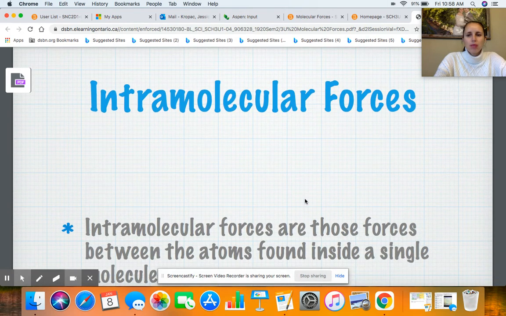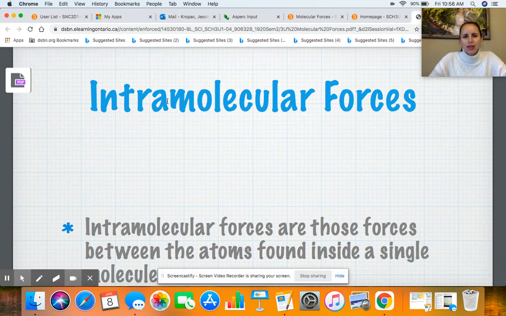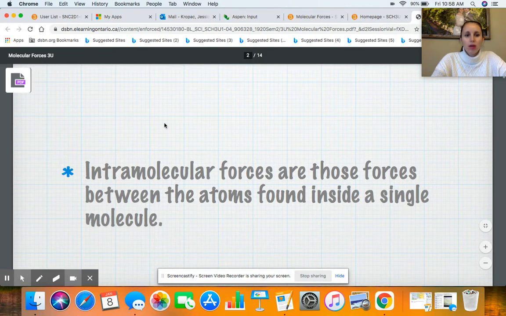We have two types of molecular forces. Let's start with the first type. The first type of molecular force is called intramolecular forces. So you can see this A here. I always like to remember intramolecular forces because I think of intramural sports. If you're in an intramural dodgeball league, that means that you're playing other students within your school. So intramolecular forces are between atoms in a single molecule. So intramolecular forces are forces between atoms in a single molecule.